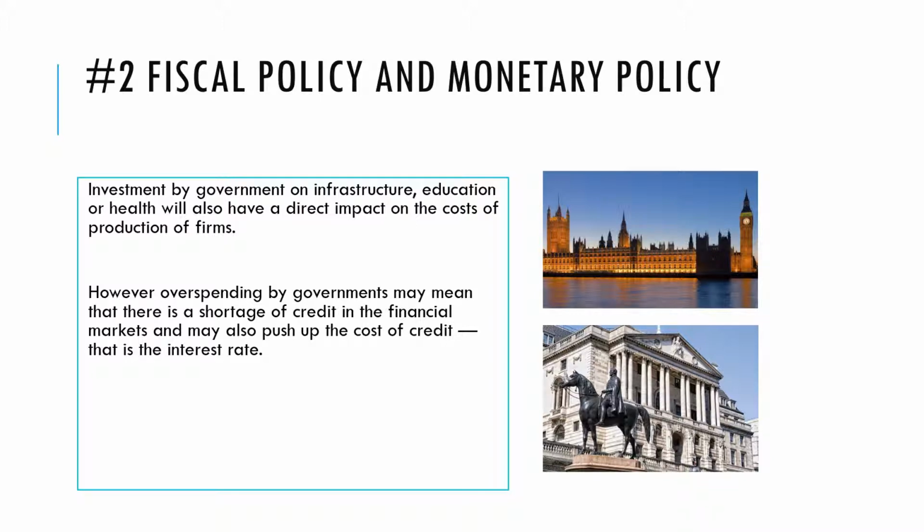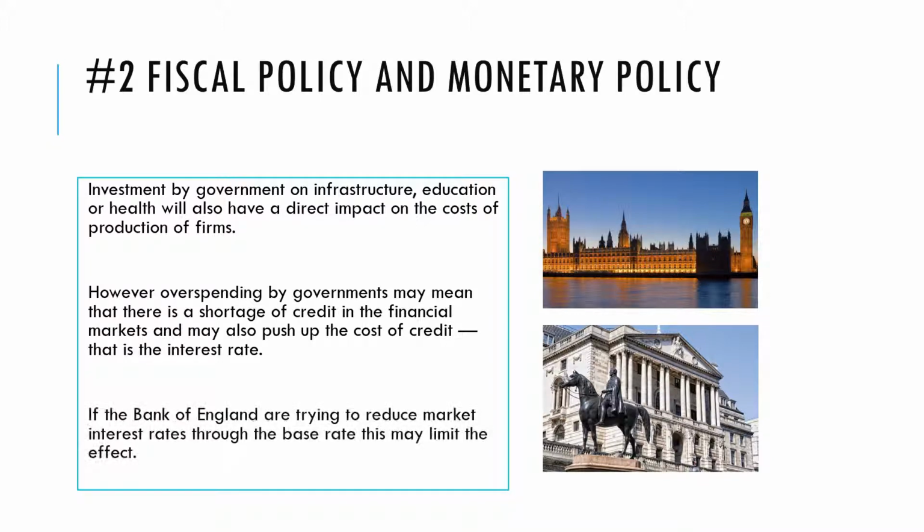So the situation here is that because the government is borrowing so much to do its expansionary fiscal policy, an effect of that is actually that the interest rates banks charge businesses to borrow money are also rising. Now, if the Bank of England are trying to reduce market interest rates to have an expansionary monetary policy, they might find this difficult if interest rates are going up because the government are crowding out the private sector.